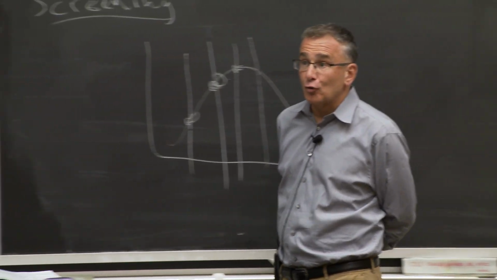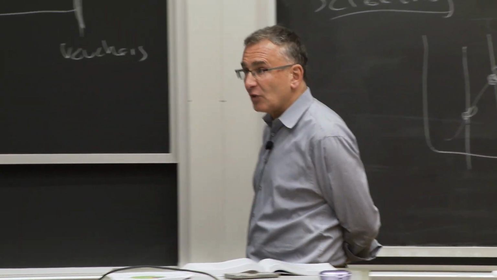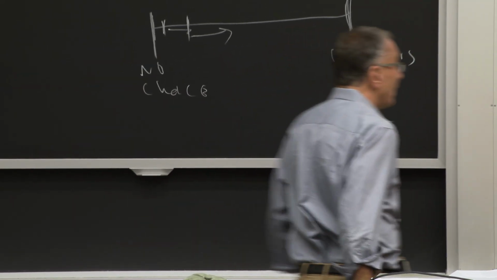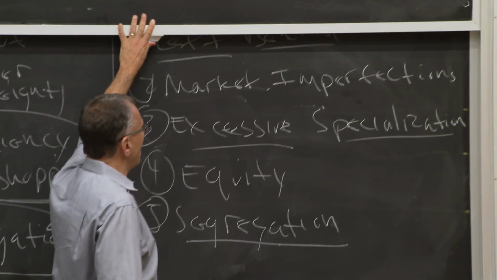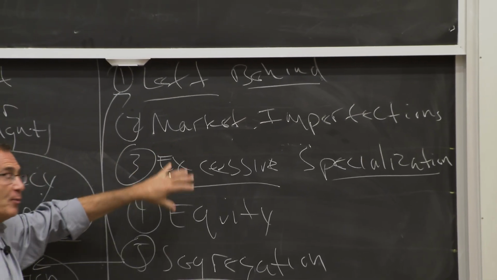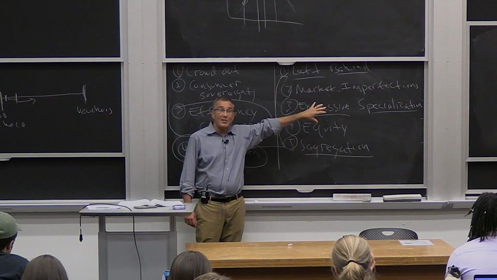That basically, unless your school showed a good enough graduation rate, you couldn't get student loans. This is an interesting example of, we talked here about a disadvantage of vouchers as excessive specialization or bad performance in this case. This is the way you can try to regulate that.